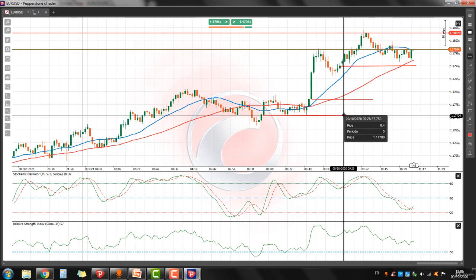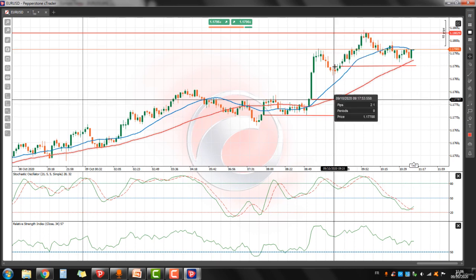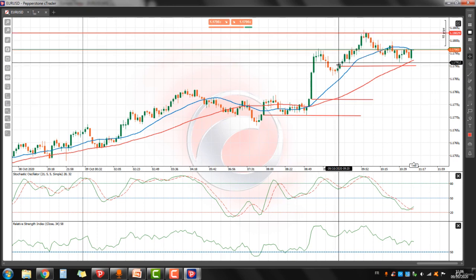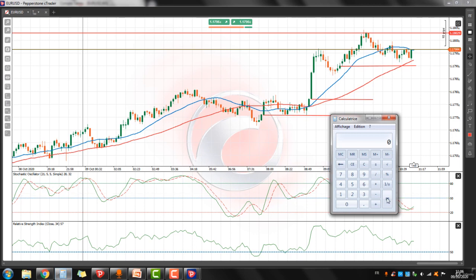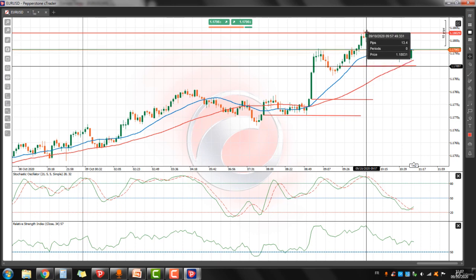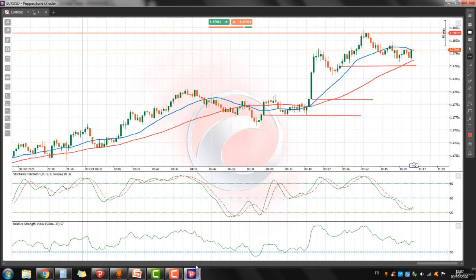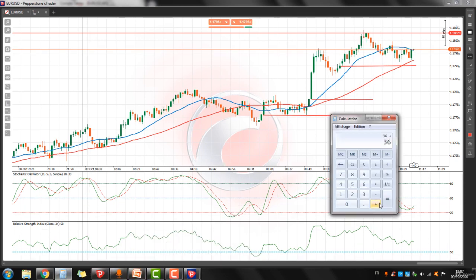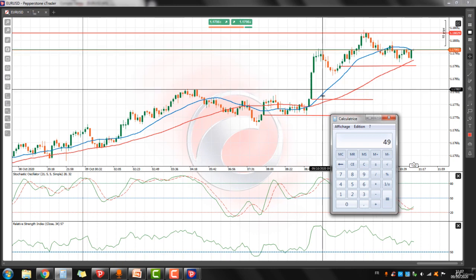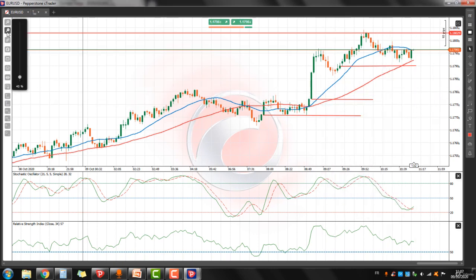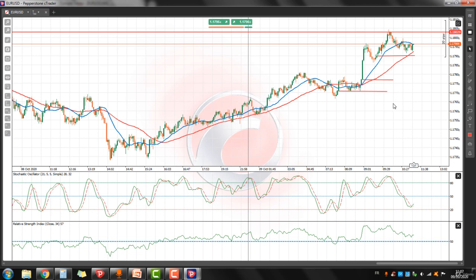So how many points or pips? Here we have 32, here we have 26, 32 plus 36 plus 30 plus 30, so we have approximately 15 pips or 500 points, which is good in scalping, which is very good in scalping.